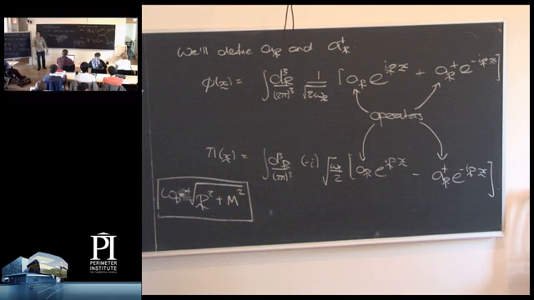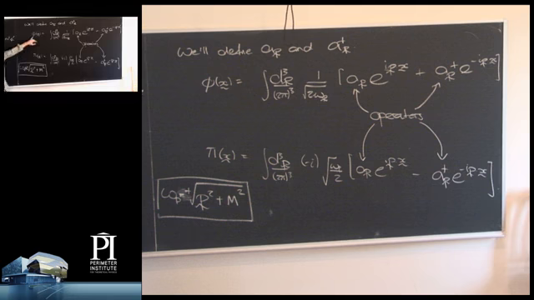Yeah, please. Well, the A dagger is A dagger. Oh, good. Yeah, that's a good question. I should have stressed this. Phi is Hermitian, and pi is Hermitian. These were real scalar fields, so they should be Hermitian.